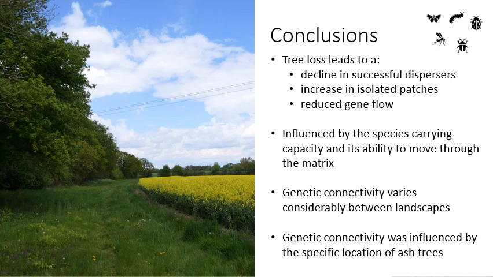And two results I haven't had time to go into, but are worth mentioning, are that our genetic connectivity varies a lot between our different landscapes and was really strongly influenced by the specific location of ash trees. If you remember when I assigned ash trees across our landscape, that really influenced those estimates. This suggests that when we start to think about mitigation, and hopefully resistant ash might become commercially available and we can start to think about replacing ash, we can use these approaches to think about not just the number of ash trees we want to put, but where we actually want to put them.